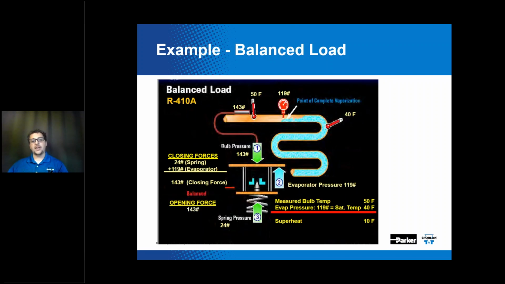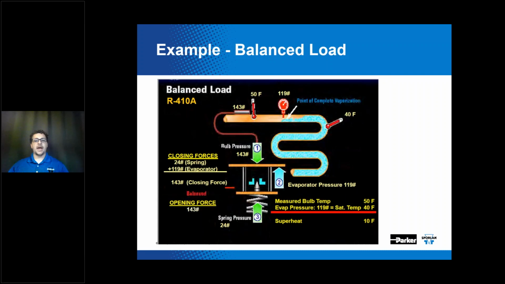But we've got 10-degree superheat here. We happen to have 24 pounds of spring pressure. So the sum of our closing forces, which is our 24-pound spring pressure and our 119-pound evaporator pressure, gives you 143 pounds of closing force. And we've got 143 pounds of opening force.